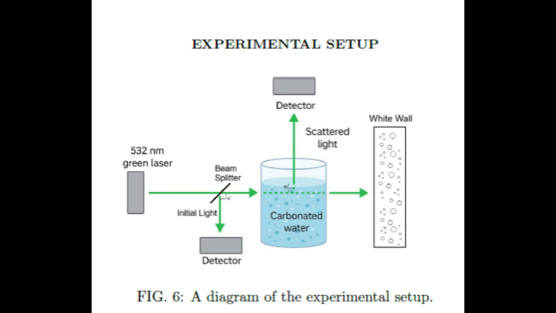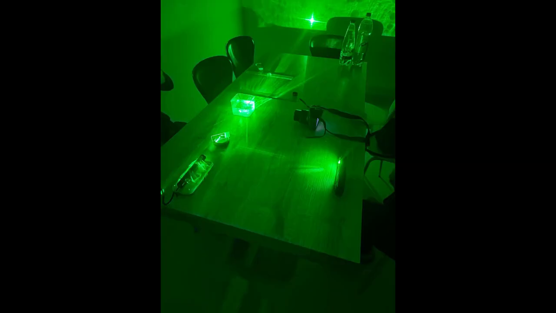The laser was turned on and the samples were poured into the container. Then, data from the lux meter and the camera was collected. Here you can see the experimental setup and the side scattered light's decay.